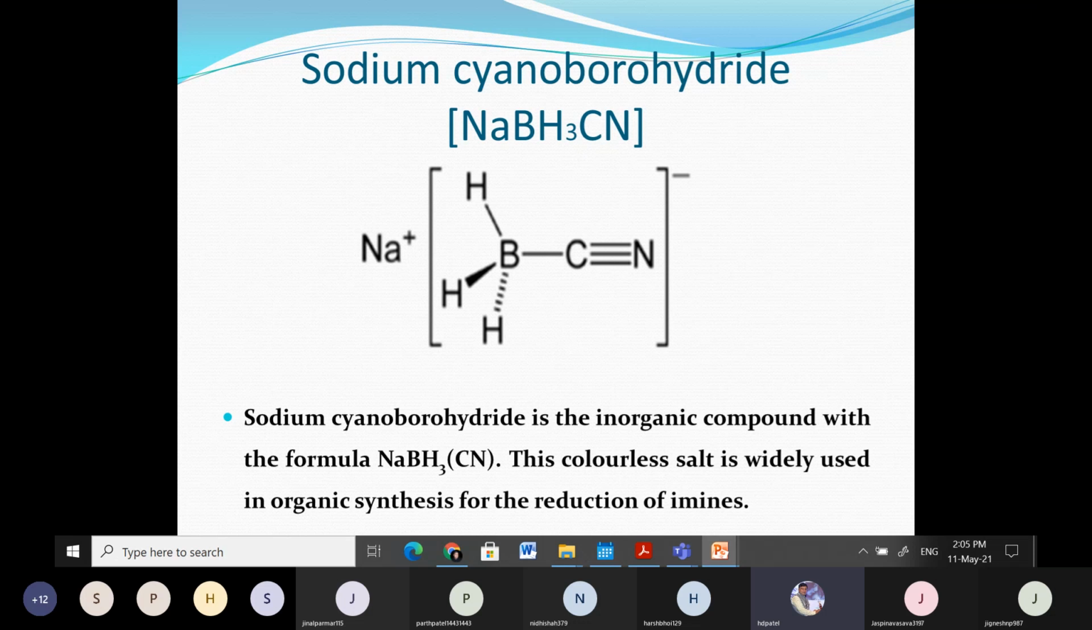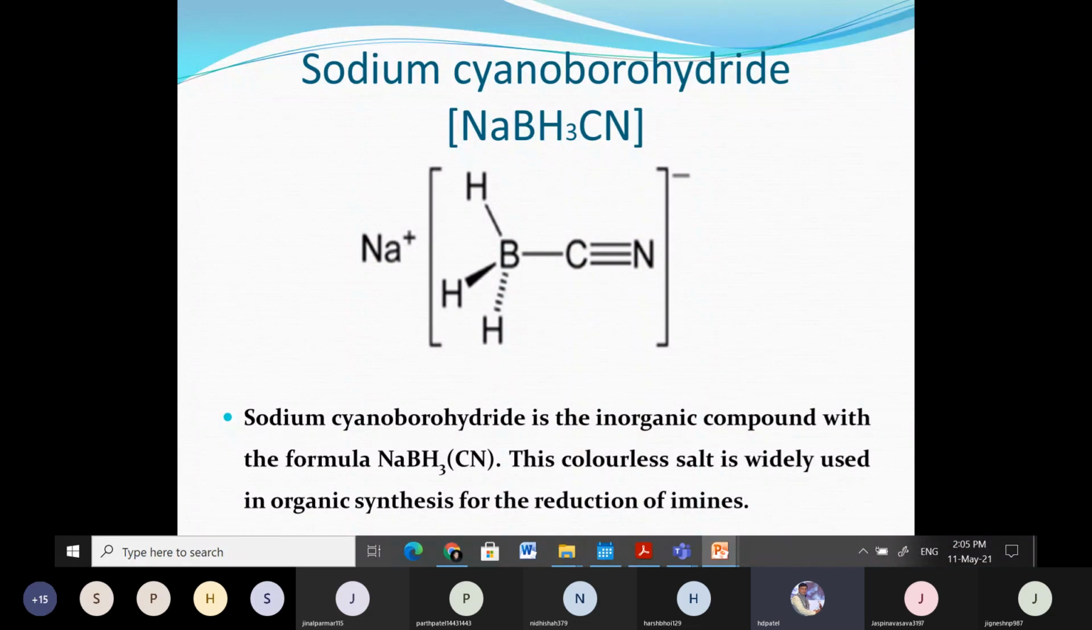The reason is the presence of the cyano group. But before discussing the role of the cyano group, we should understand the chemistry of boron. As we know, the atomic number of boron is 5, so the electronic configuration is 1s2, 2s2, 2p1. In the hybridization we have sp3 hybridization, where we have three half-filled orbitals and one orbital is vacant.